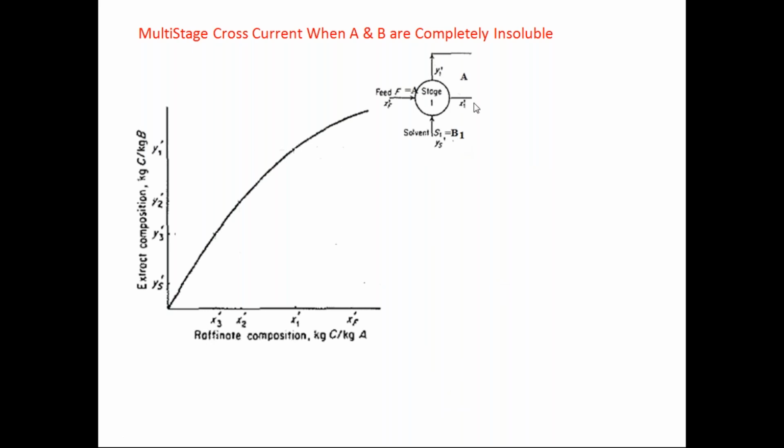So you see, take the first stage. In this stage, a feed enters, and then the solvent B1 is added here. Okay, then they will be coming out as Y1 prime and X1 prime. So the slope would be A by B1. So how to draw? Because you know the Xf prime and Ys prime. So this is the Ys prime.